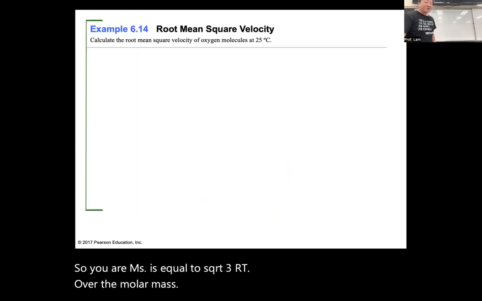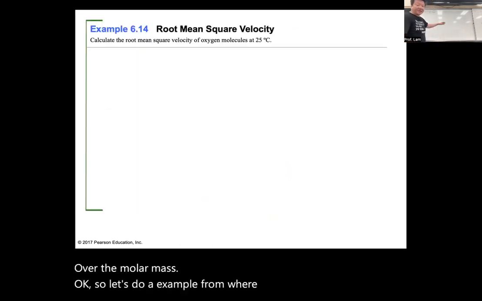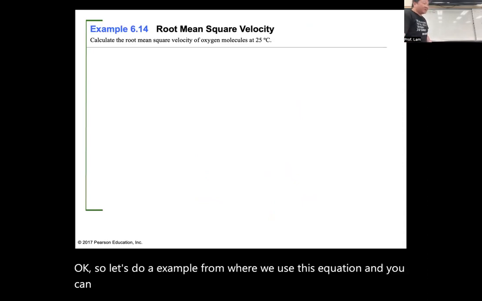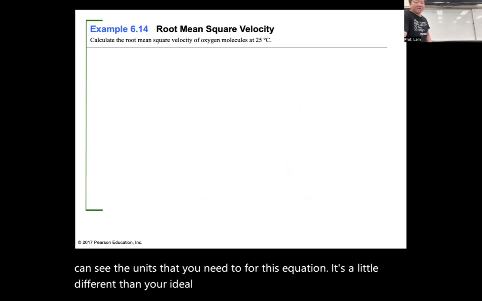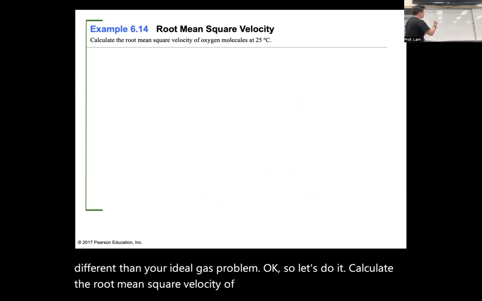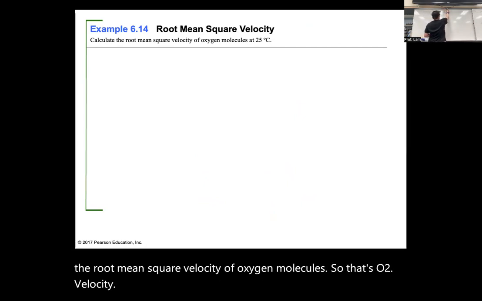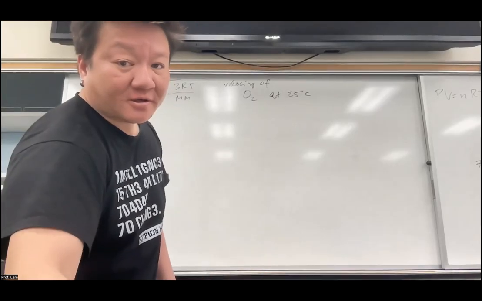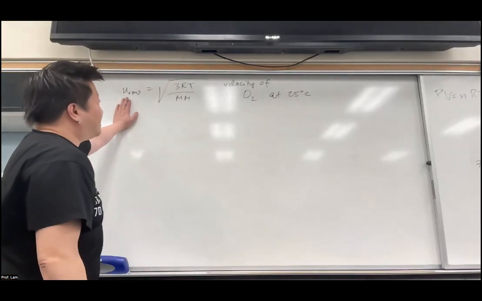Okay, so let's do an example problem where we use this equation, and you can see the units that you need for this equation. It's a little different than your ideal gas problem. Okay, so let's do it. Calculate the root mean square velocity of oxygen molecules, so that's O2, at 25 degrees Celsius. Okay. Right, so we're solving for this, right?